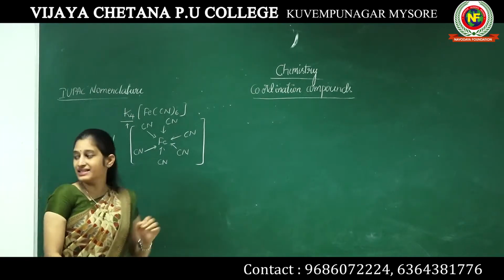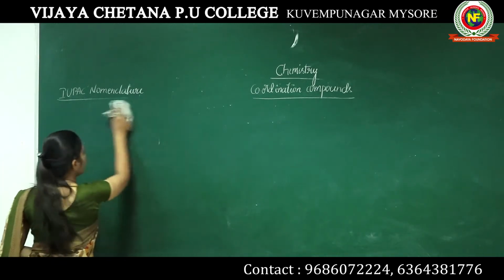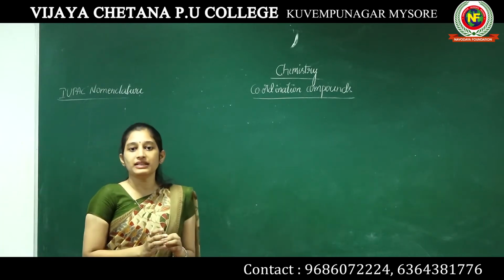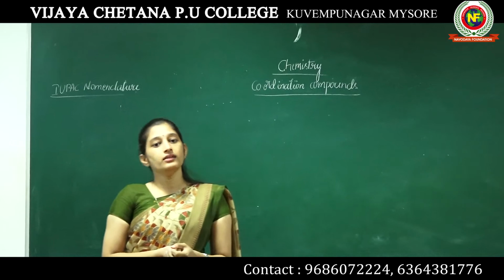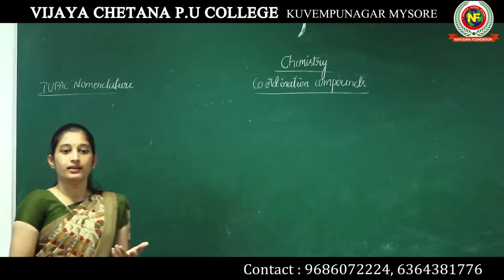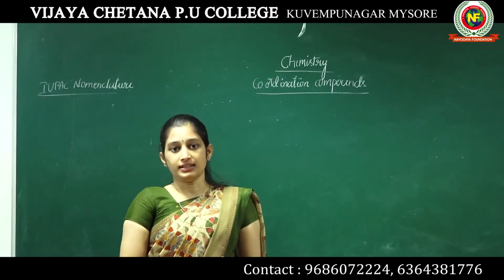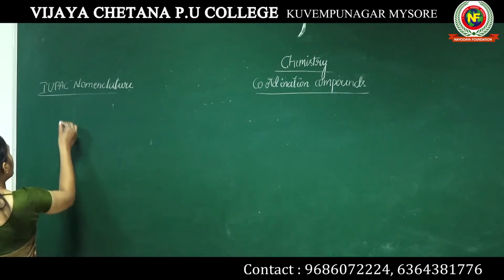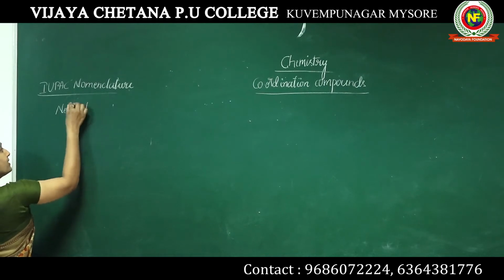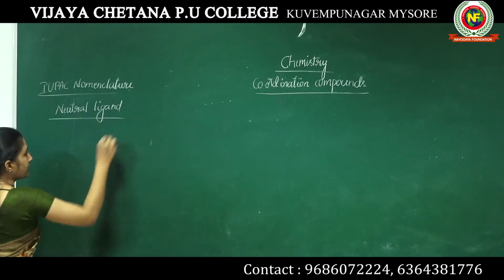Now, first, coordination compound mainly contains the central metal atom, ligands, counter ion, everything. First, you should know, for example, if I am using CN as a ligand, what name we will give for that? You know, two types of ligands are there. First one, neutral ligand, and second one, anionic ligand.